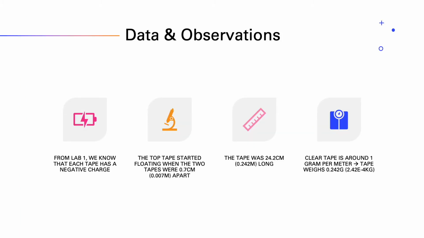So for the data and observations, we know from Lab 1 that each tape has a negative charge, and that the top tape started floating when the 2 tapes were 0.7 centimeters apart, and one piece of tape was 24.2 centimeters long, which means it weighs about 0.242 grams.